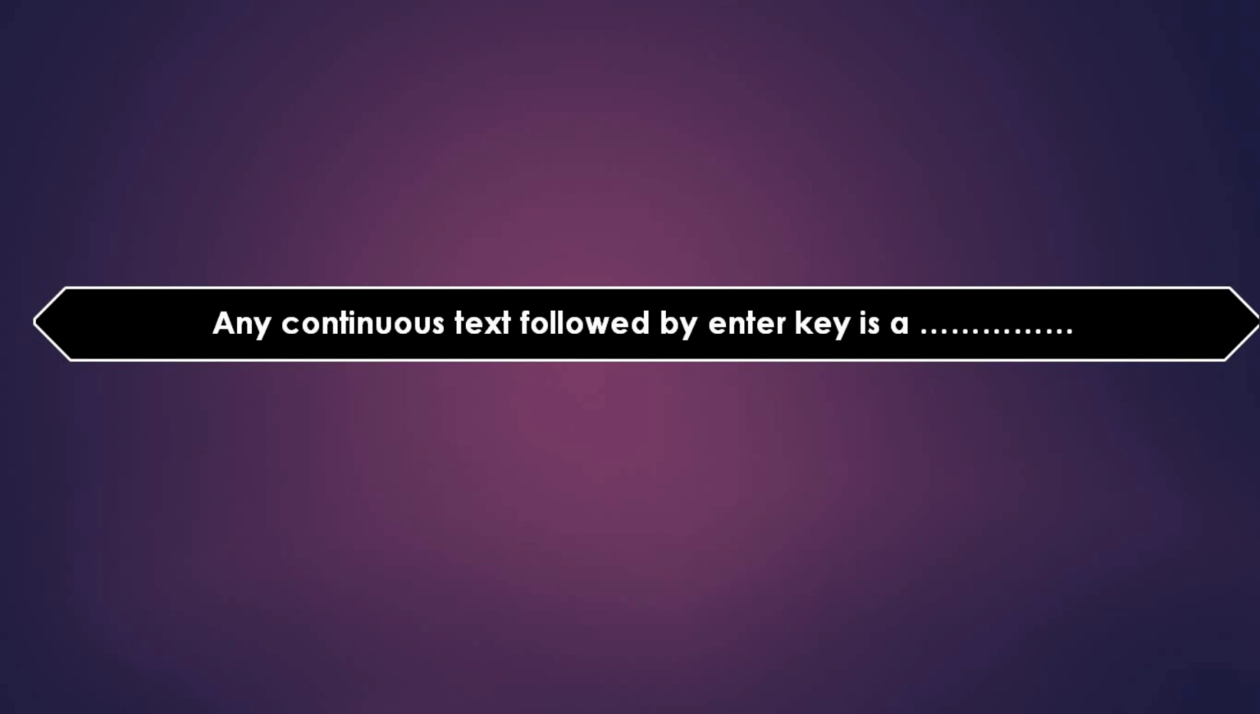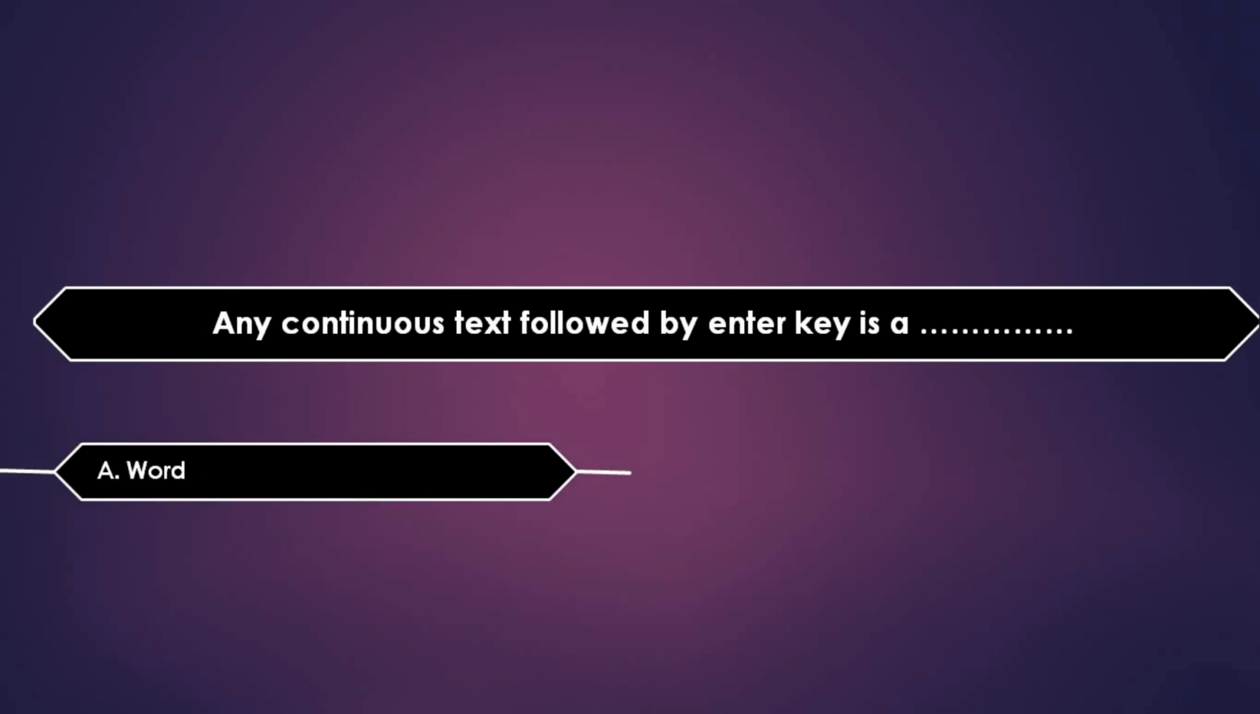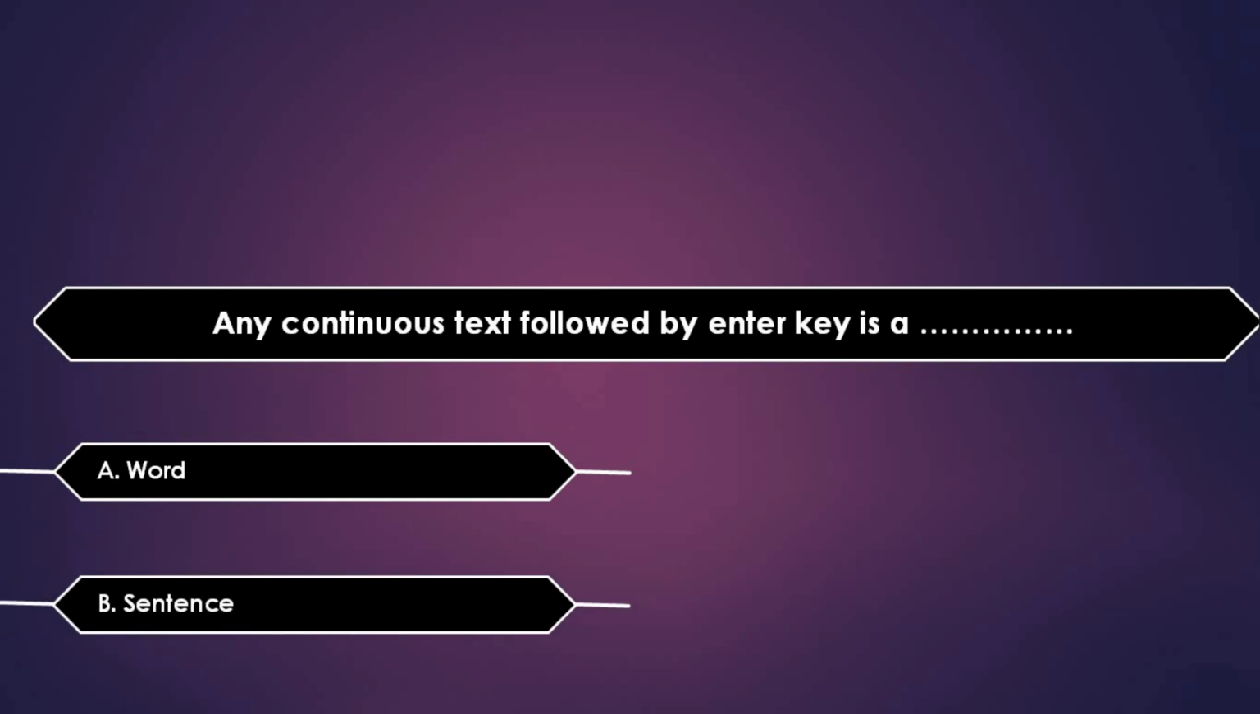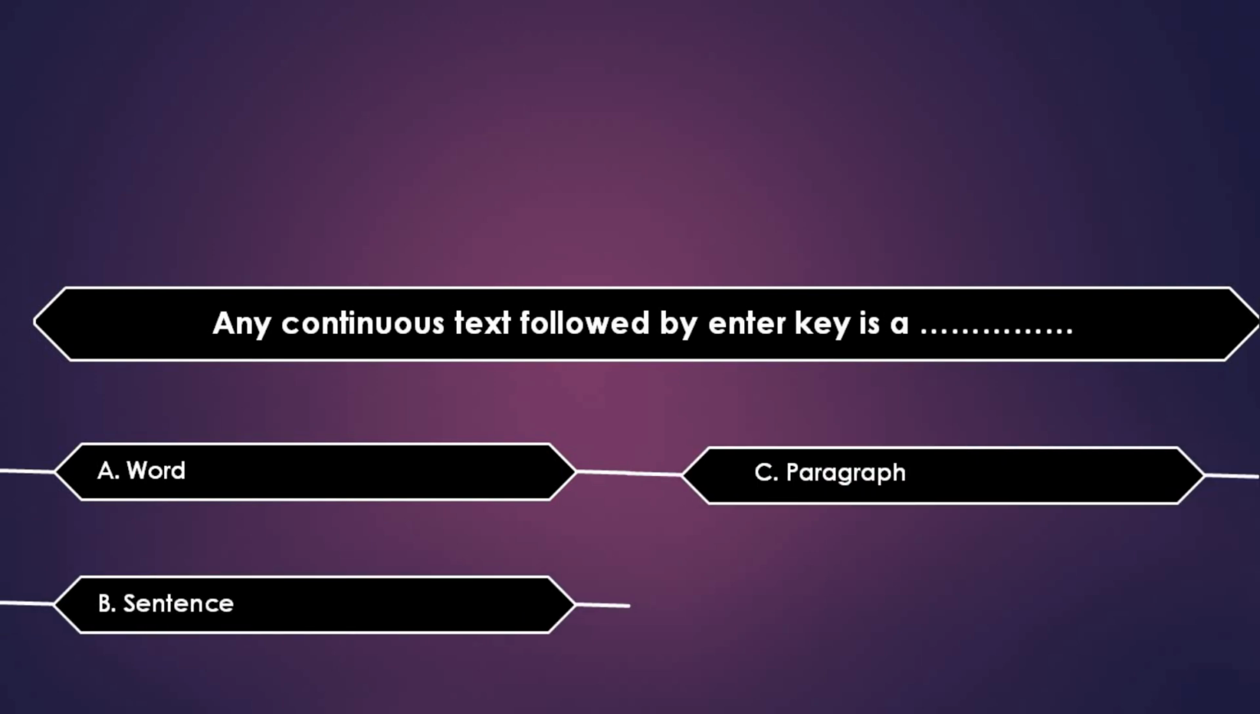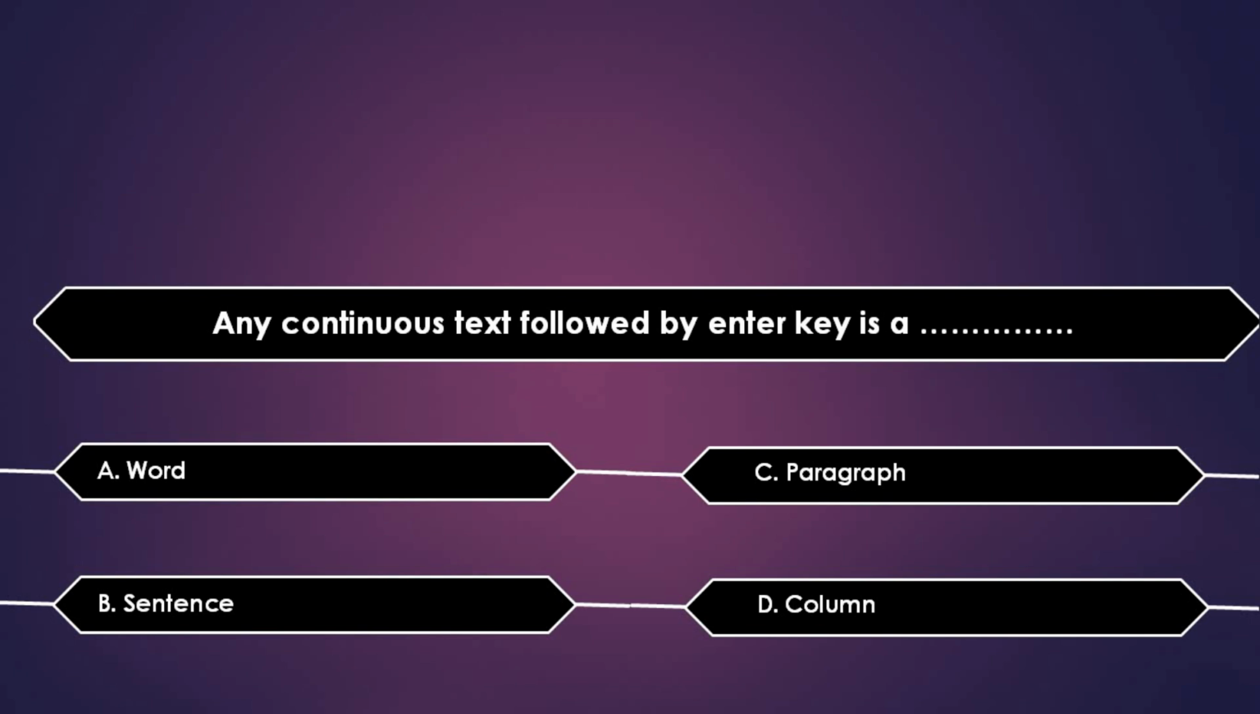Any continuous text followed by enter key is a dash. A. Word. B. Sentence. C. Paragraph. D. Column. The right answer is paragraph. Any continuous text followed by enter key is a paragraph.